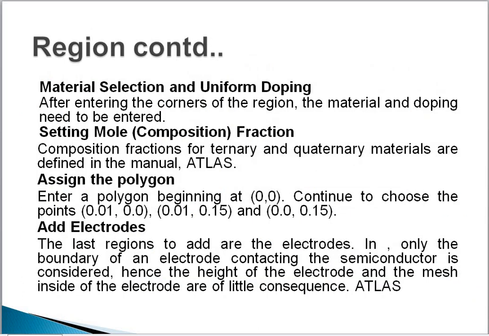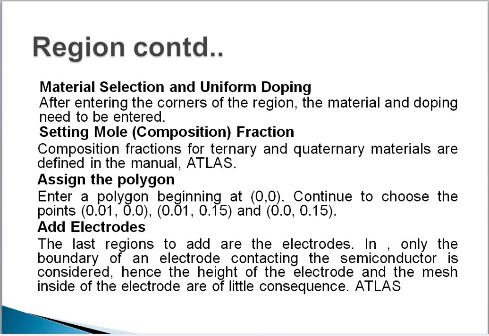In the region part, next we have to assign the material and uniform doping. After entering the color of the region, the material and the doping need to be entered. Next one, setting mole fraction. If you are using aluminum gallium arsenide or any hetero material, you have to define the composition fraction. Ternary and quaternary materials are defined in Atlas. If you are using any material that is not defined in Atlas, you have to define a new material in the code.